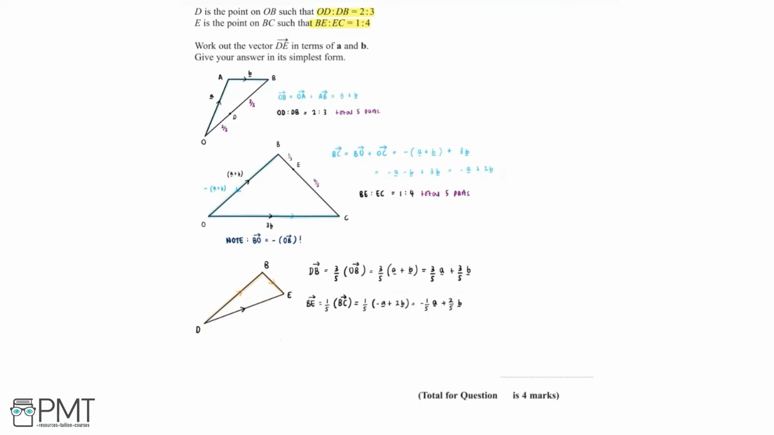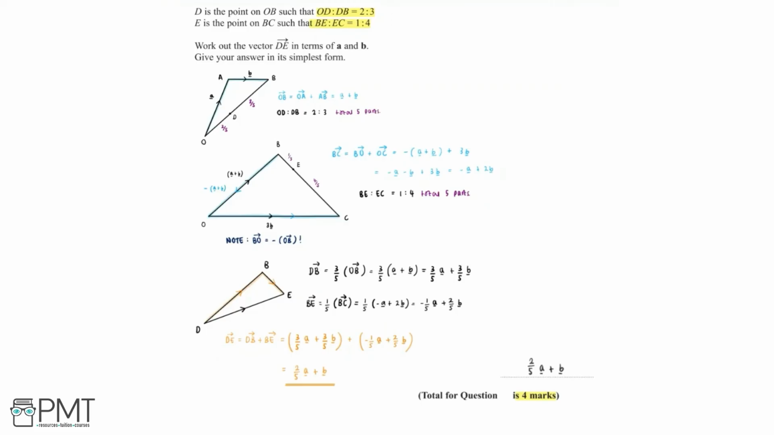Now we know that DE is equal to DB plus BE, and so we'd do 3 out of 5A plus 3 out of 5B plus minus 1 out of 5A plus 2 out of 5B. And so when we simplify this, we'll end up with the vector DE, which is equal to 2 out of 5 (A plus B).